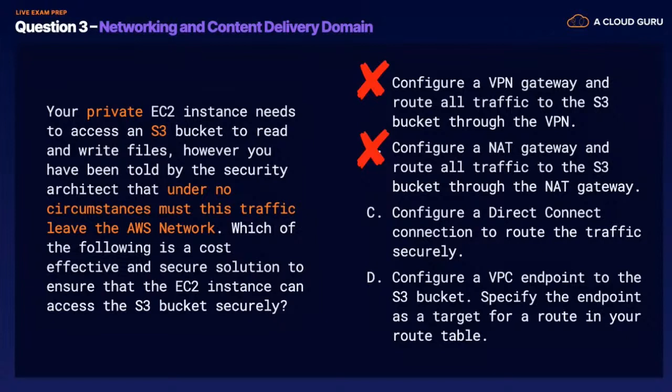And then finally, the last one: use a VPC endpoint and specify that as a target for the route in your route table. Well, a VPC endpoint is going to allow you to privately connect instances in your VPC to the S3 bucket without using the internet. And it's actually using AWS PrivateLink under the hood to connect into S3, so the traffic never leaves Amazon's network. For that reason, I'm going to say that one is the correct answer.